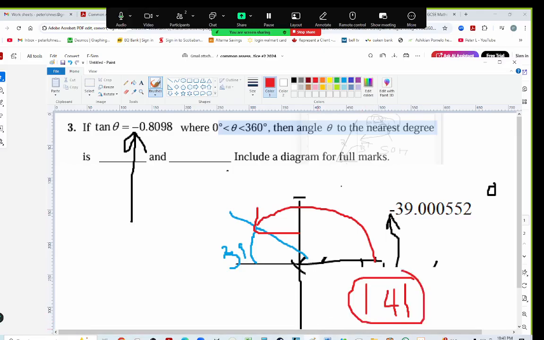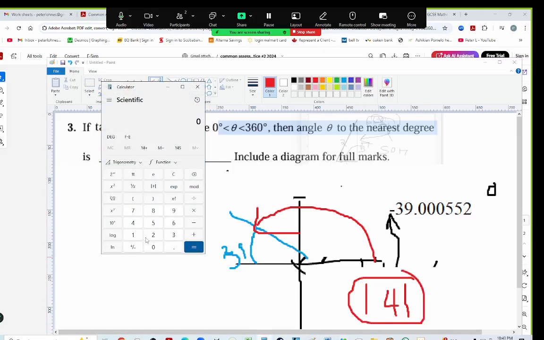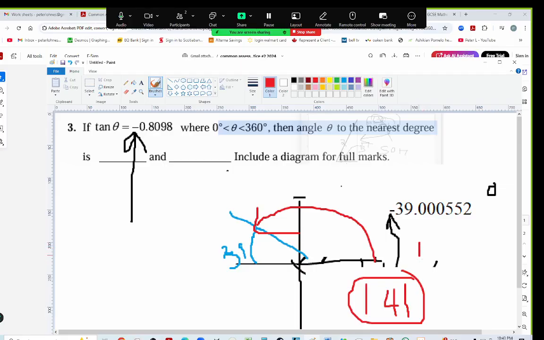So just to confirm in my head, before I move on to the next question, if I punch in tan of 141 here, I should get the same number again. And I do, negative 0.80978. It's not quite right because we've rounded up, rounding errors, but I'm confident that I got the two right answers. The two right answers are 141 and 241. Good?